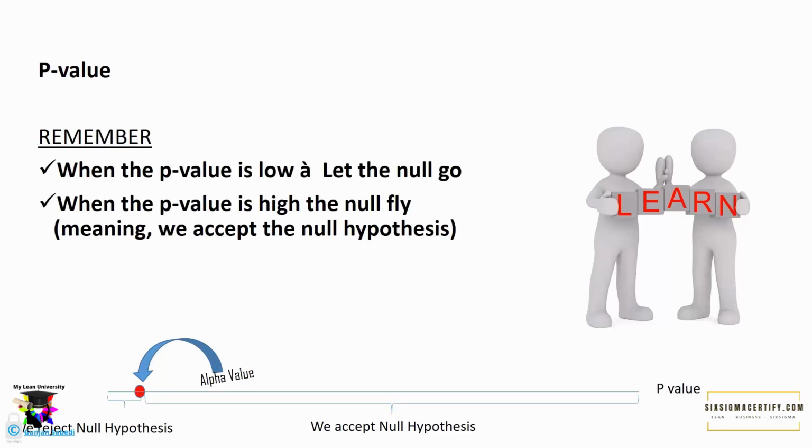Let me make it easier to remember for you. When the p-value is low, let the null go. That means when the p-value is lesser than 0.05, then you should reject the null hypothesis. When the p-value is high, the null fly. That means we accept the null hypothesis when the p-value is greater than 0.05.